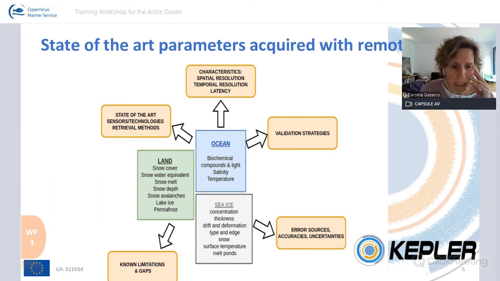The parameters for sea ice were sea ice concentration and thickness, sea ice drift and deformation, type and age, snow surface temperature, and melt ponds. For land, it was snow cover, snow water equivalent, snow melt, snow depth, snow avalanches, lake ice, and permafrost. For ocean, we assessed the biochemical components, light, salinity, temperature, winds, and currents. So we did this analysis for each of the commented parameters.